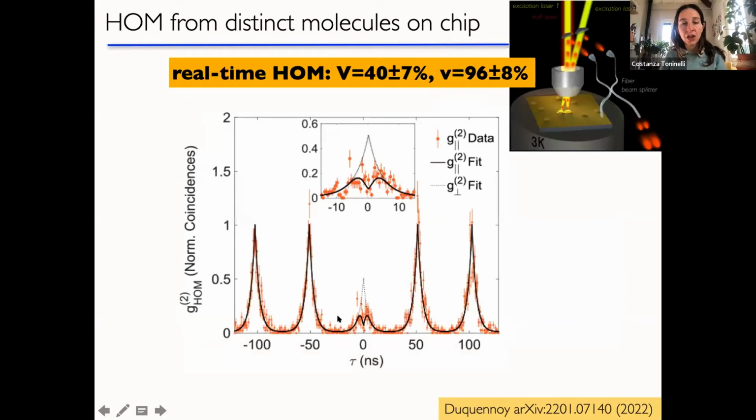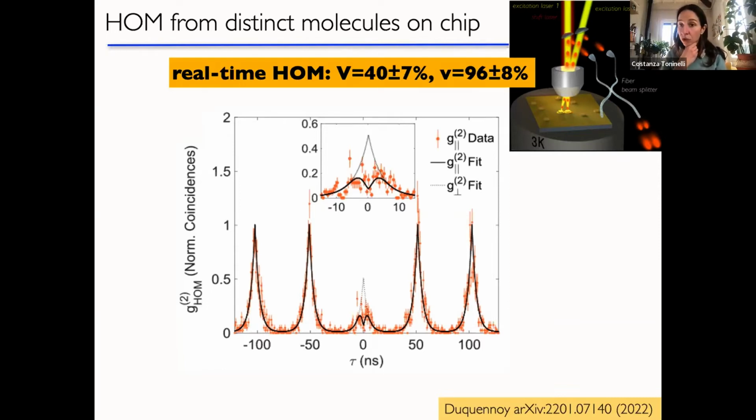To make a long story short, this is the result of real-time Hong-Ou-Mandel interference, the name of two-photon interference in jargon. You see that the peak at zero is again depleted due to an interference effect for photons coming from distinct molecules. It is less clean than the single-molecule case because the visibility is lower, 40% instead of 90%.